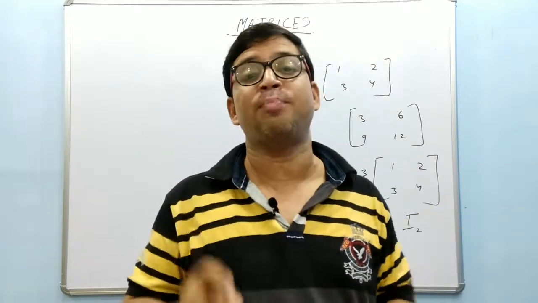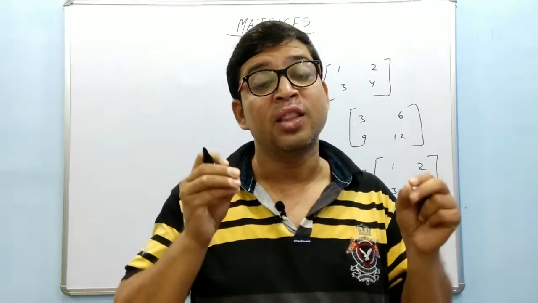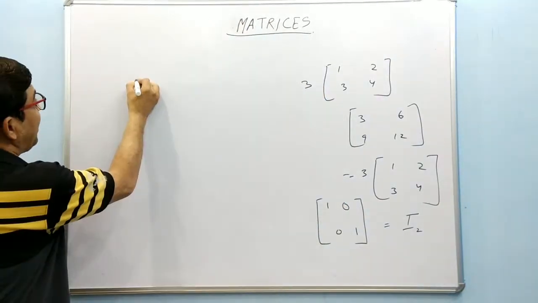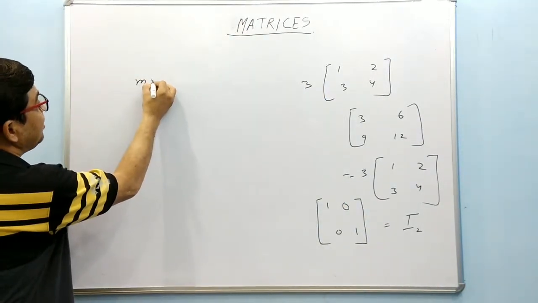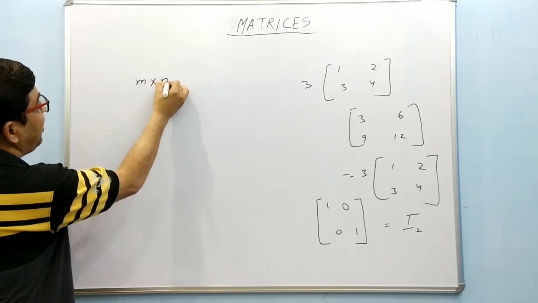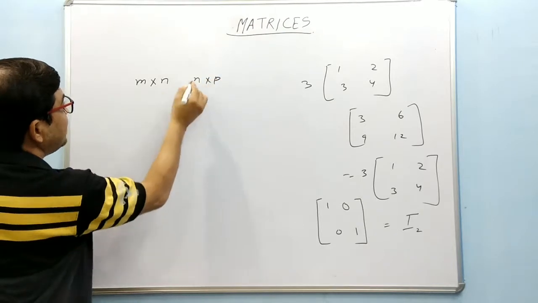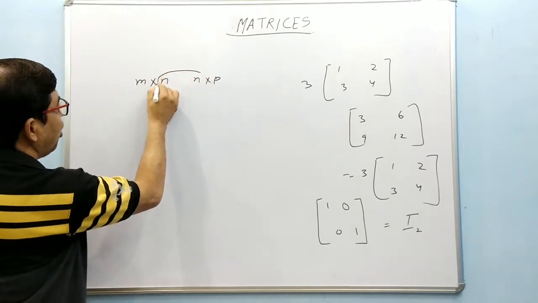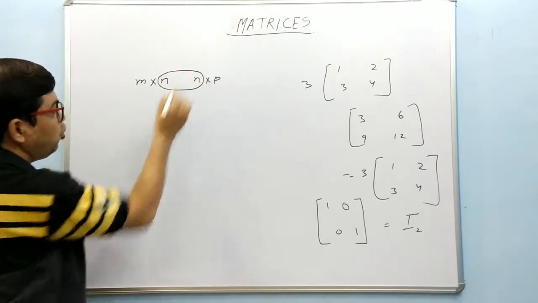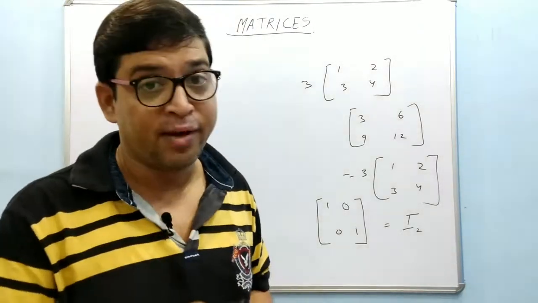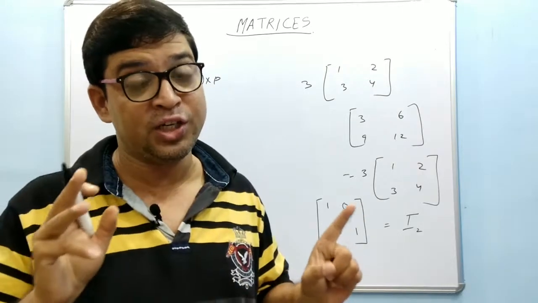Now the most important thing we are going to do, the multiplication of matrices. See, 2 matrices can be multiplied only when it is in this fashion. That means the number of columns of the first matrix should be equal to the number of rows of the second matrix. Then only multiplication is possible.